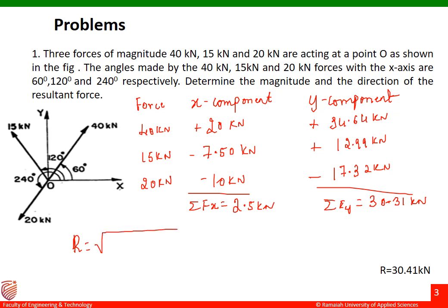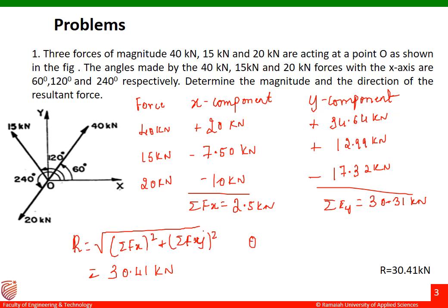R is given by the formula square root of summation Fx square plus summation Fy square. So that is 2.5 square plus 30.31 square. The square root of the answer would be 30.41 kilonewton. So this is my magnitude of the resultant force.